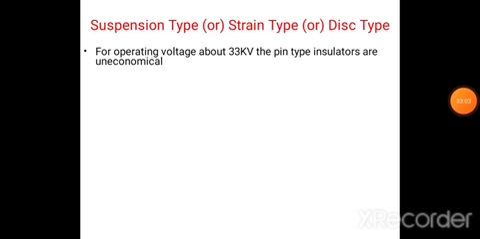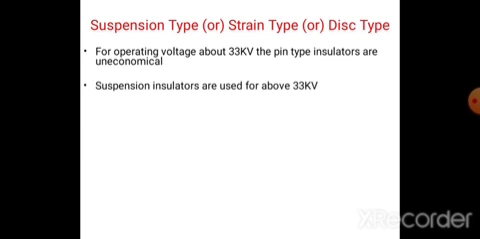The suspension type, strain type and disc type are used for operating voltages above 33 kV. Pin type insulators are economical, so for lower voltages we use pin type insulators. Above that voltage we use suspension type or strain type insulators.